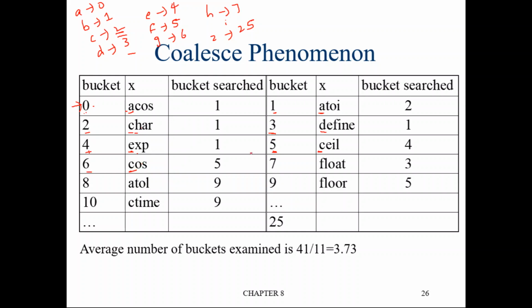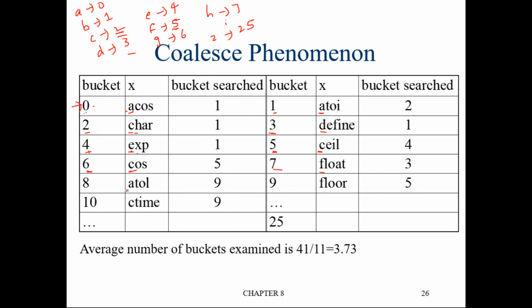Next is float. F is supposed to map to the fifth location, but in the fifth location seal is already there. So linear probing says go to the next location. 6. Is it empty? No. So go to the seventh location. So float is given this location.